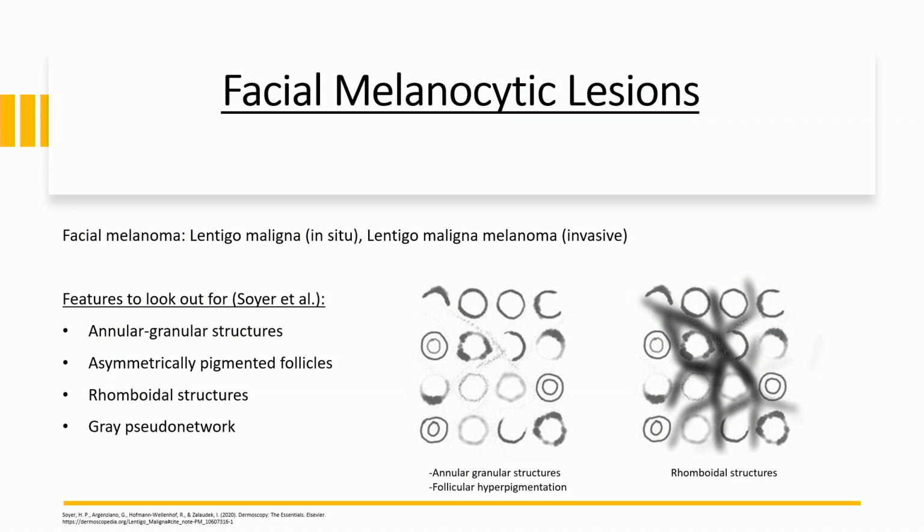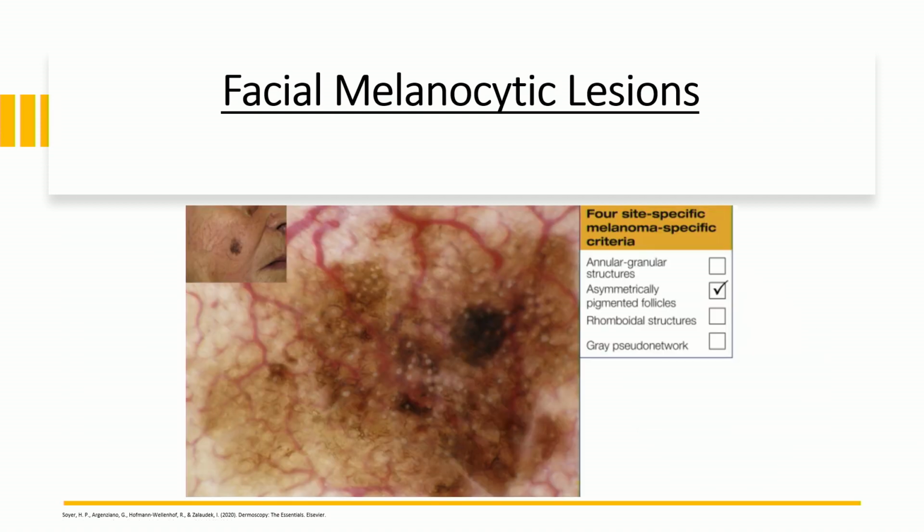So features to look out for: any of these patterns will be concerning and may indicate melanoma. You look for the annular granular structures. So this is the annular granular structures. Asymmetrically pigmented follicles. Any of these variations, or if you have rhomboidal structures or any gray pseudo network. Just remember all of these 4 criteria.